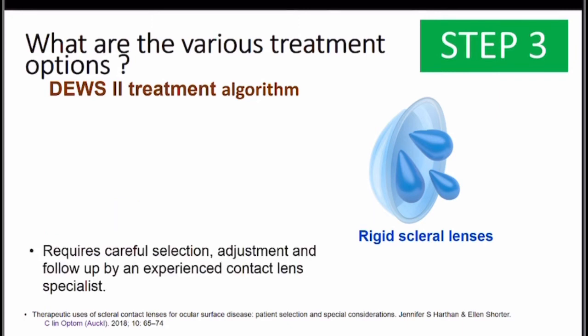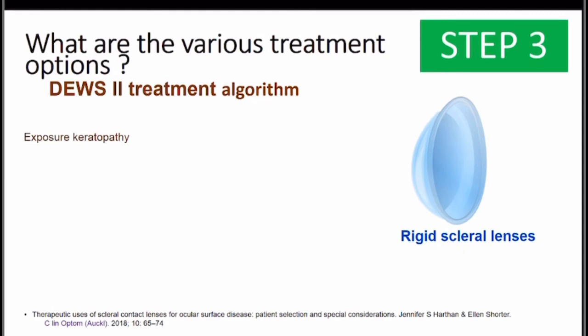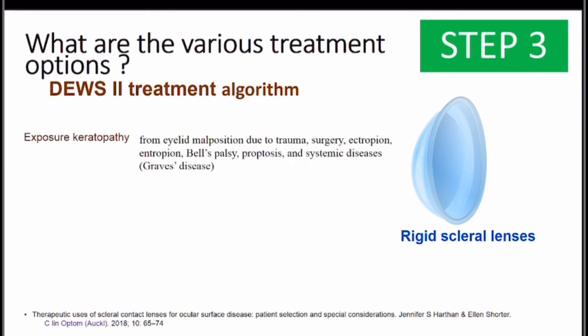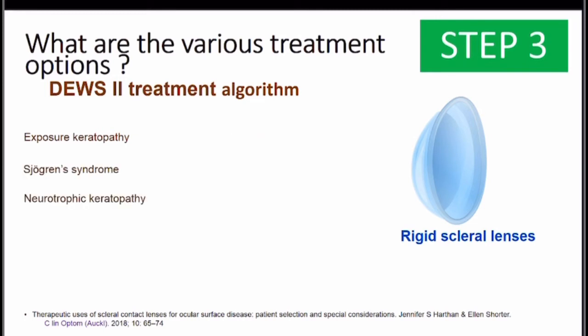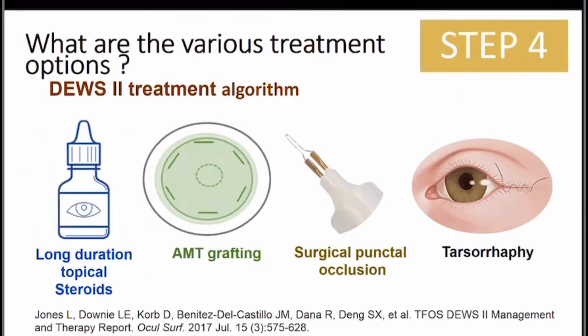But you need a skillful contact lens specialist for proper adjustment and follow-up. So these are very useful for the really bad types of ocular surface disease like exposure keratopathy, Sjogren's, neurotrophic ulcers, and graft versus host, and so forth.